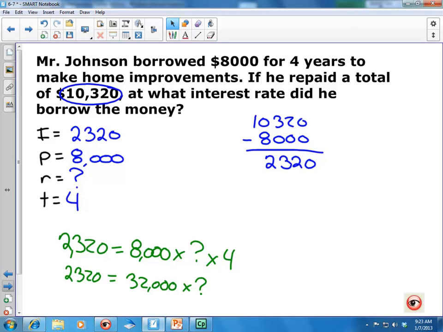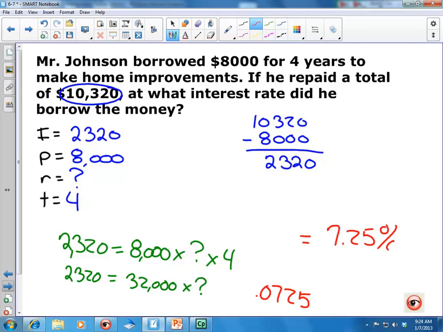If we didn't get a decimal number, then we probably did something wrong. And 2,320 divided by 32,000 gives me, this is what my calculator says, 0.0725. Now, that's a decimal. That's not a percent. How do I change that to a percent? Move over 2 places. Yeah, move it over 2 places. So I would end up with 7.25%. So the interest rate that he's paying is 7.25%.